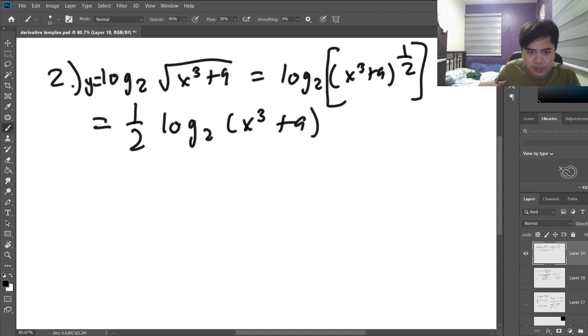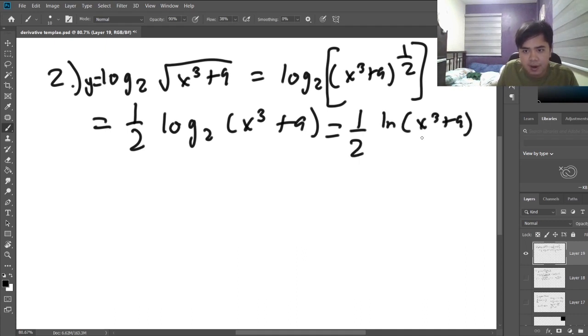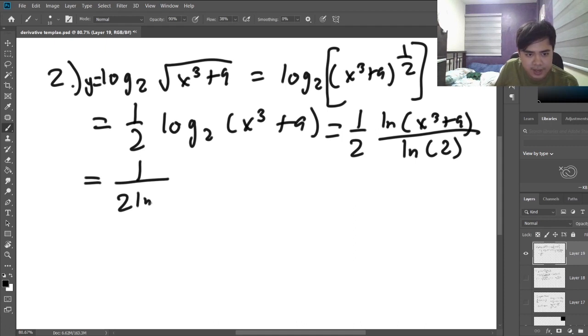This isn't clean yet because it's still base 2. We need base e, or natural logarithm. So we can change the base here, and we will get 1 over 2 ln of x cubed plus 9. But in order to change the base, we need to find the ln of the base, which is going to be 2. So that is change of base. Let's rearrange it further. ln 2 is a constant, so we get 1 over 2 ln 2, a coefficient. Then ln of x cubed plus 9.